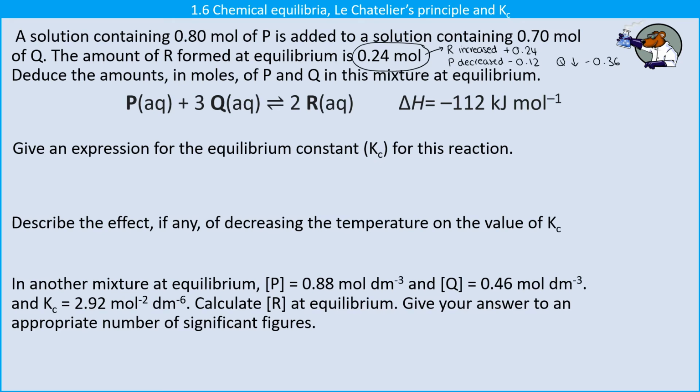So then if I put these numbers together with my initial moles from the question, I can find out that at equilibrium, I've got 0.68 moles of P, and I've still got 0.34 moles of Q.